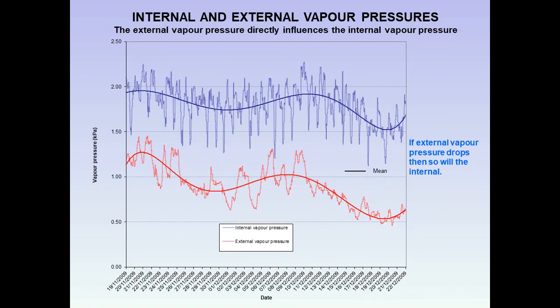We also note that the internal vapour pressures are very dependent on, or related to, the external vapour pressures. The external vapour pressure is a major driving force. Thus, if the external vapour pressure goes up, then so will the internal vapour pressure. Conversely, if the external vapour pressure goes down, so will the internal vapour pressure. That will drop as well.